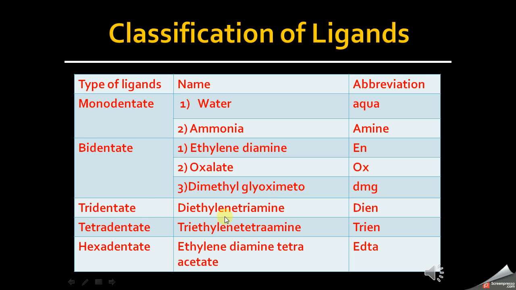Then tridentate: diethylenetriamine. There are two NH2 groups and one NH group, so three nitrogens are the donor atoms. Tetradentate means triethylenetetramine, with two NH2 groups and two NH groups in this compound. And lastly, hexadentate: ethylenediaminetetraacetate, that is EDTA. Here there are four oxygen atoms and two nitrogen atoms, which act as donor atoms or attachment sites.